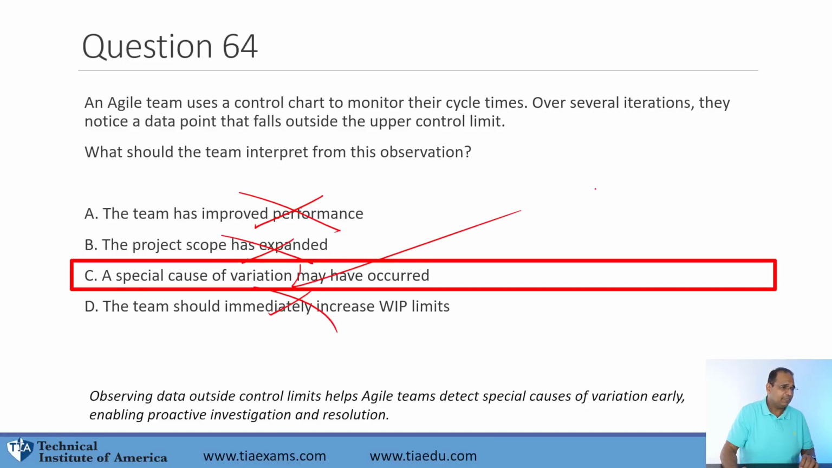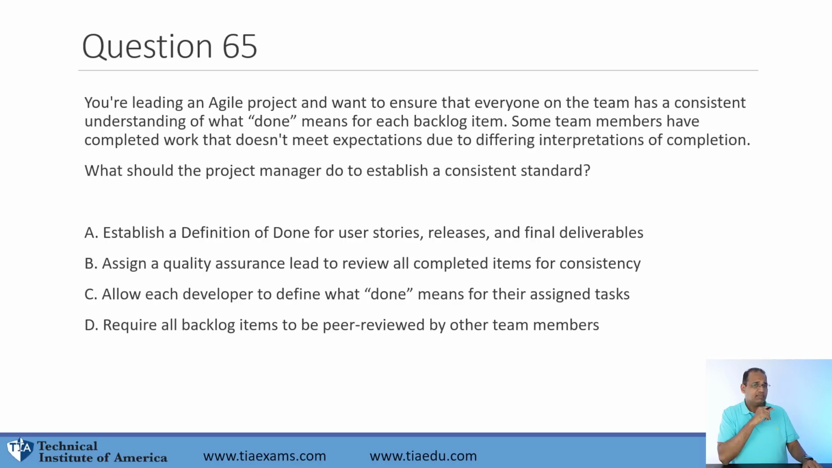So C, there's some special cause of variation. You should go in there and see what's happening in that section. Maybe there's something going on. Maybe something negative has happened there that you have to look into. You can see the best answer.